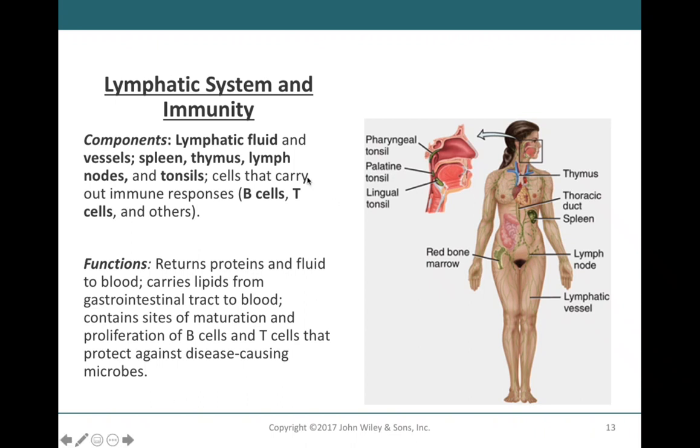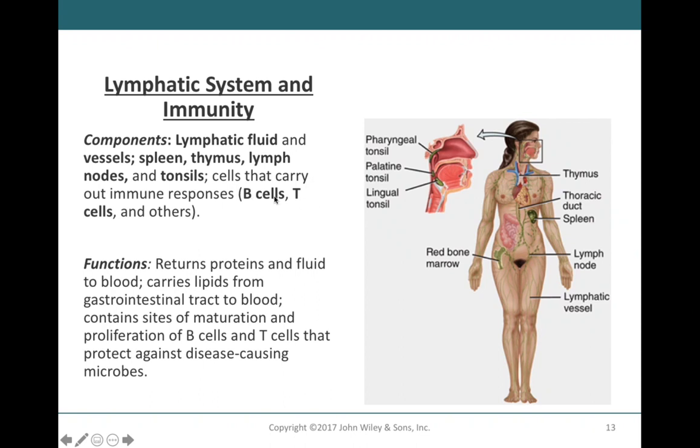We also have different cells that are going to be carrying out different immune responses. So B cells and T cells are going to be two major cells that make up what is known as our adaptive immunity. Again, you'll get this a little bit more in Anatomy and Physiology 2, but for right now I just want to introduce T cells and B cells to you all.